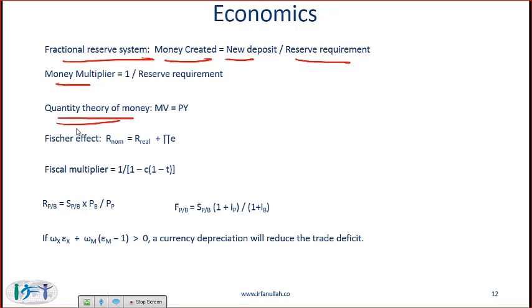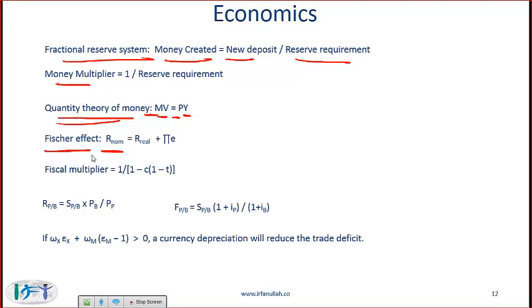You need to know the quantity theory of money. That is M into V equals P into Y. V is velocity. M is the money supply. And P is the price level. And what is Y? It is the output or the income.